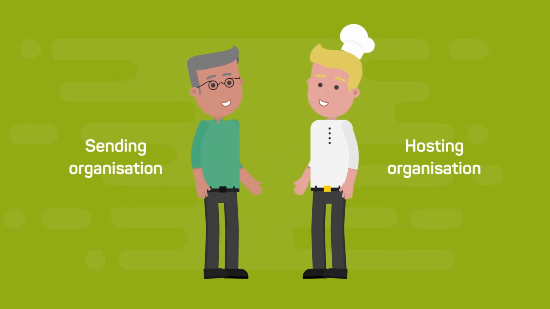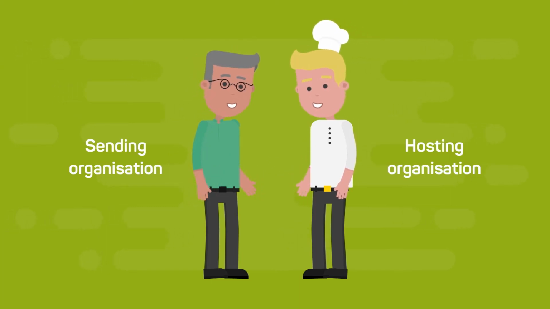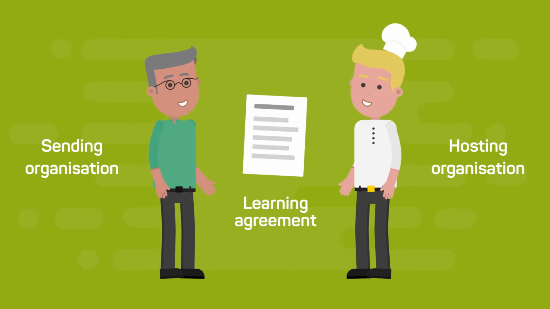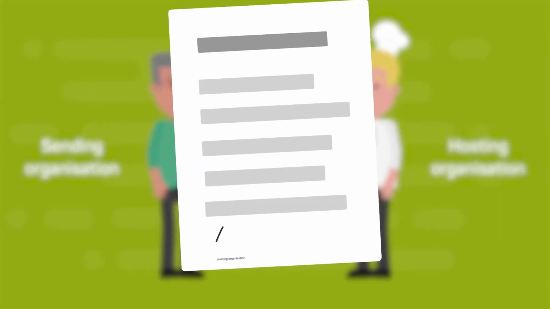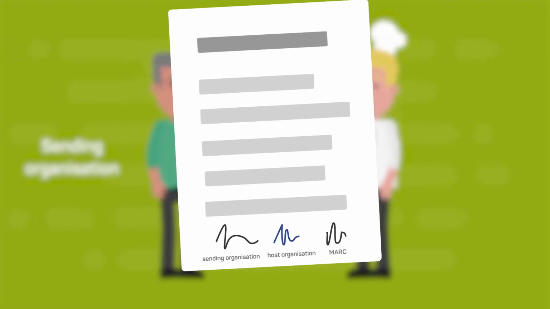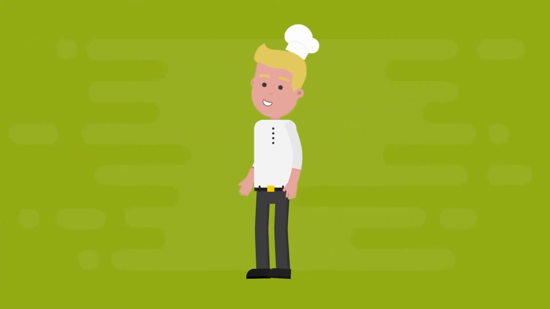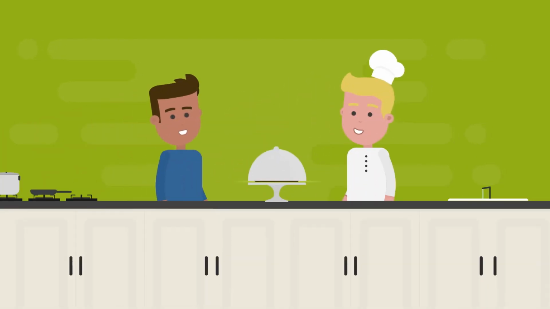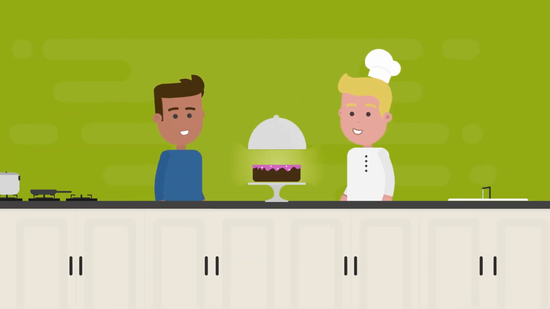For all parties, it is clear which learning outcomes, described in the learning agreement, should be achieved by Mark. The learning agreement is signed by the sending organisation, the host organisation, and by Mark. The chef of Restaurant B is Mark's tutor during his internship, and he is responsible for the coaching and guiding of Mark. The tutor helps the trainee in achieving the learning outcomes.